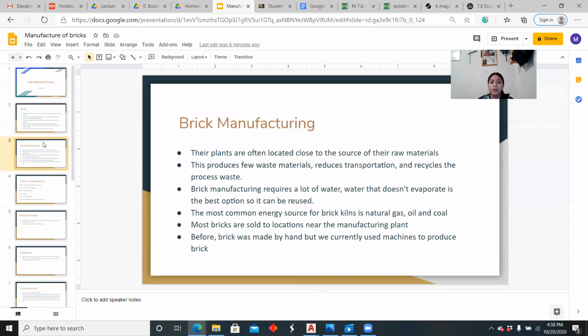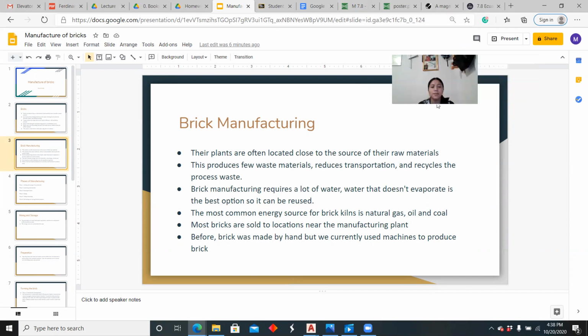Moving on, the plants of brick manufacturers are located close to the source of their raw material. This is very beneficial because it helps reduce transportation, produces few wasted materials, and recycles the process waste. Brick manufacturing requires a lot of water, but the best water to use is water that doesn't evaporate because it could be reused for more production. The most common energy sources for brick kilns are natural gas, oil, and coal. Most bricks are sold to locations near the manufacturing plant, therefore it reduces transportation.